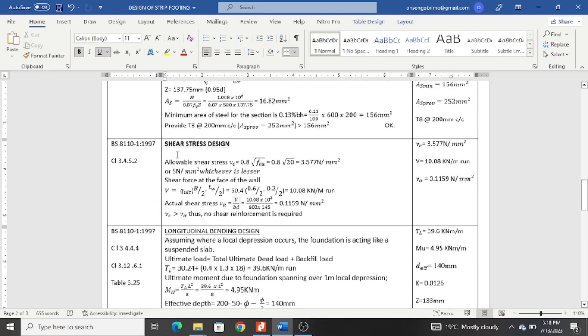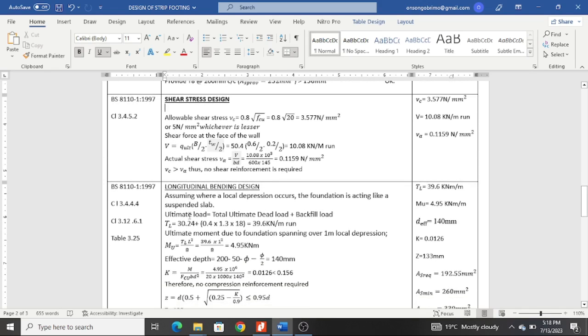Remember, we have designed reinforcement only in the short span. What do we do to get the reinforcement in the long span? When we want to determine the reinforcement in the long span, you have to remember that these strip footings are not suspended, they are laying on bare ground.